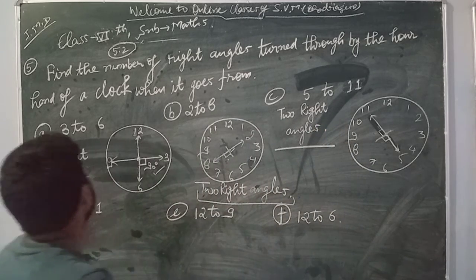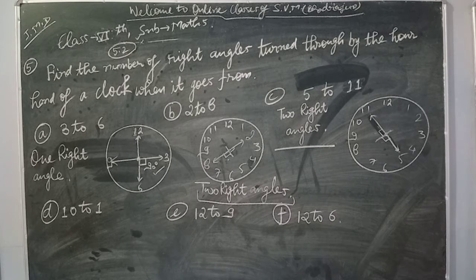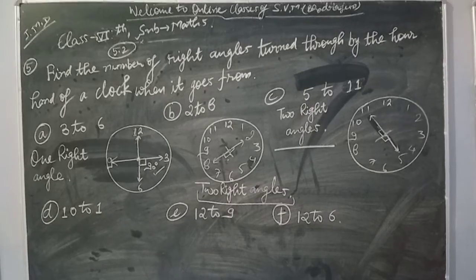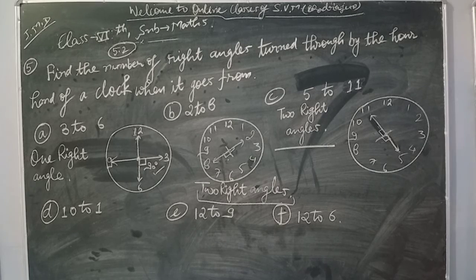Okay. This is A, this is B, and this is C. Now we go for our part D, or question number D. Okay, and what is D? We have to move from 10 to 1. We have to move from 10 and we will go to 1. From 10 to 1.